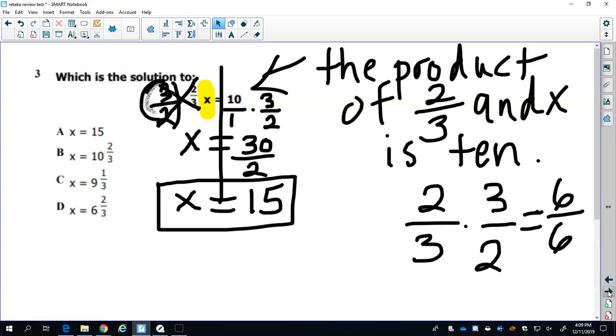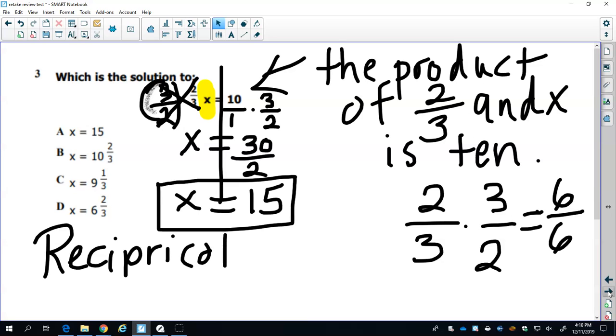So look at your paper and see if you made a mistake with this one. What did you do wrong? Maybe you multiplied by 2/3 instead of 3/2. Maybe when you multiplied 10 by 3/2, you didn't get the correct answer. But again, remember for this, reciprocal. Reciprocal. And that's what we use to turn a fraction into 1.